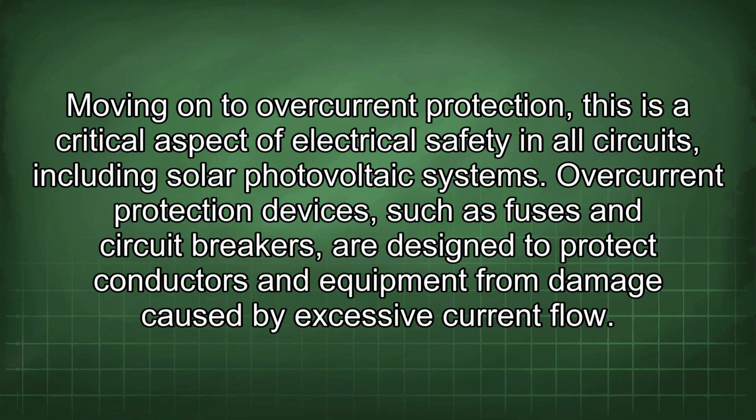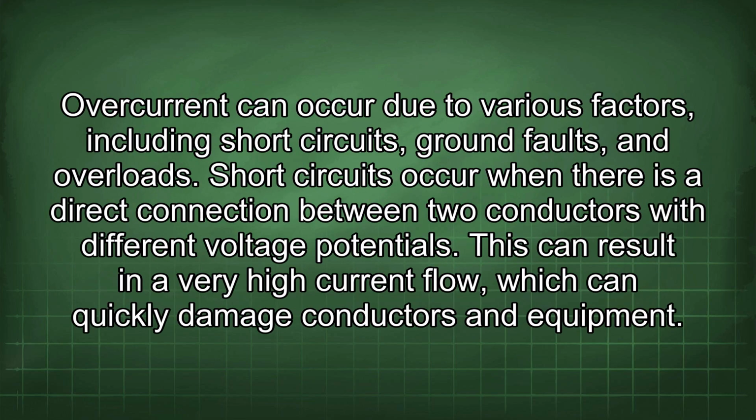Moving on to overcurrent protection, this is a critical aspect of electrical safety in all circuits, including solar photovoltaic systems. Overcurrent protection devices, such as fuses and circuit breakers, are designed to protect conductors and equipment from damage caused by excessive current flow. Overcurrent can occur due to various factors, including short circuits, ground faults, and overloads. Short circuits occur when there is a direct connection between two conductors with different voltage potentials. This can result in a very high current flow, which can quickly damage conductors and equipment.